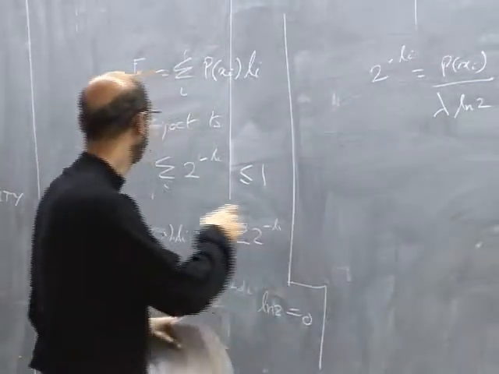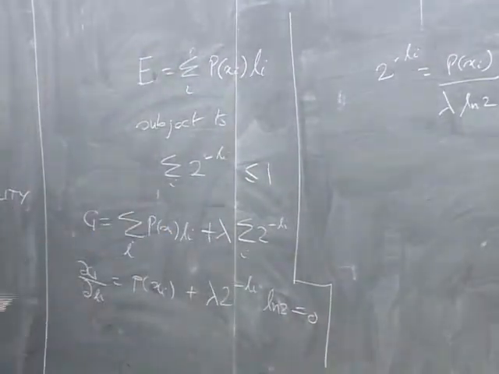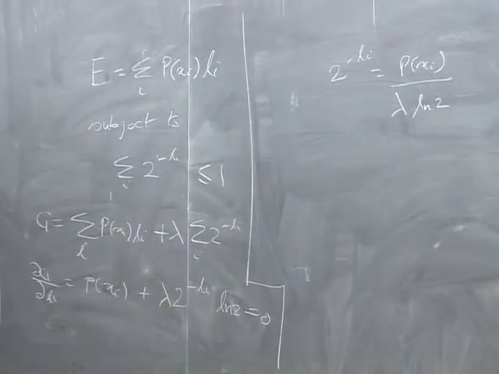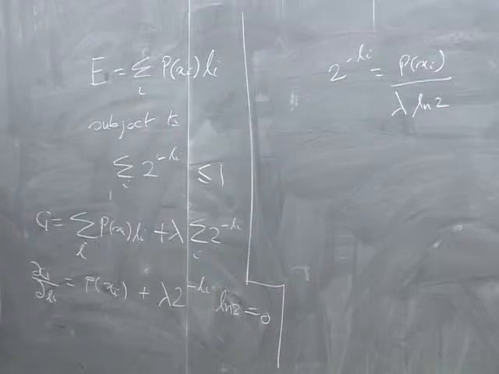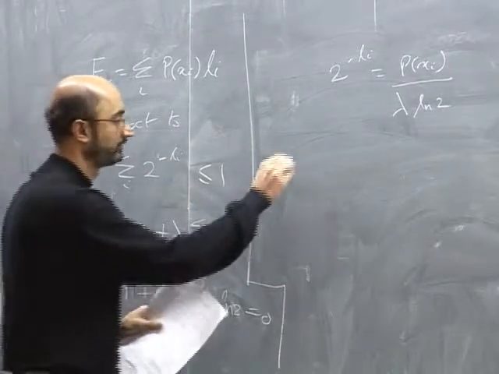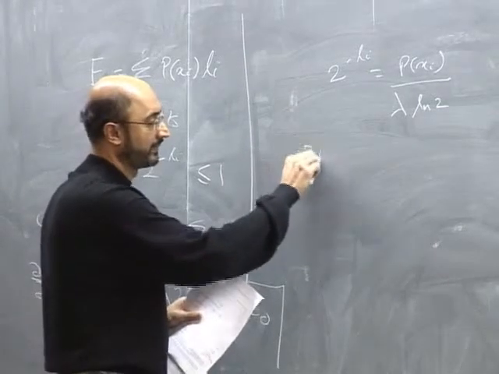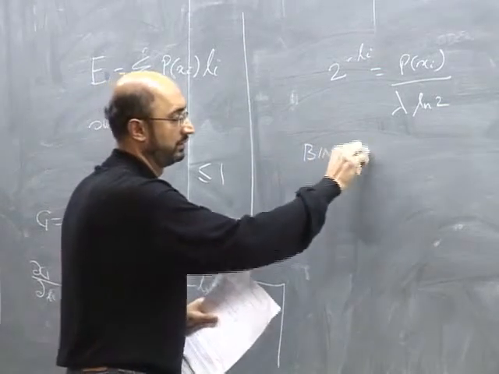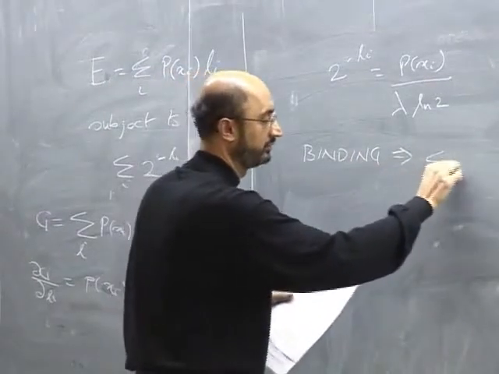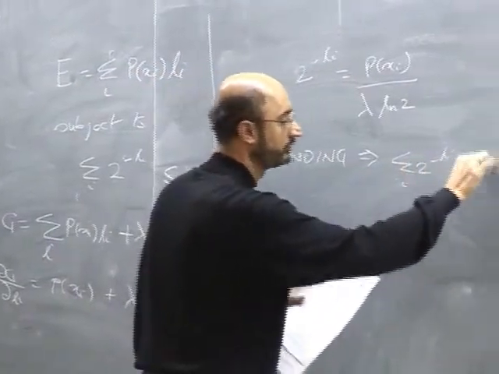The second thing is that we're going to assume that the Kraft inequality is binding. By binding, when you do optimization, we mean that this is the constraint that matters. The binding case is when the inequality becomes an equality. So when it's binding, it implies that the sum over i of 2 to the minus li equals 1.